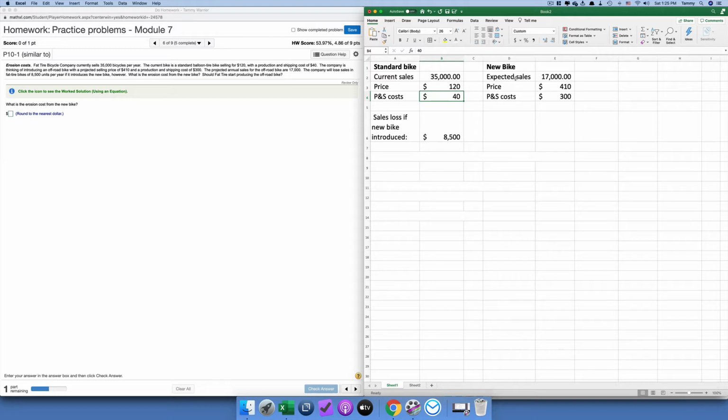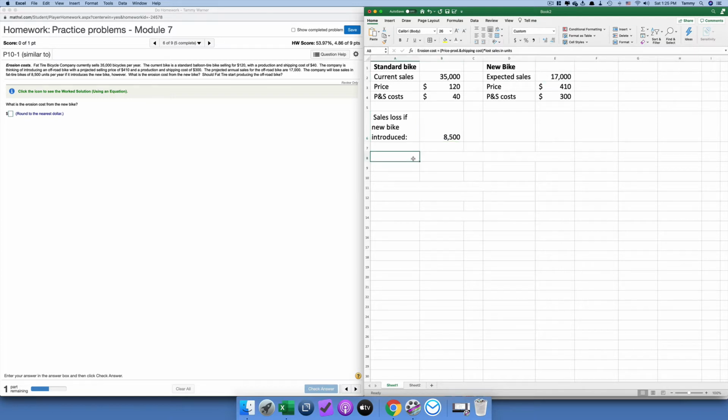And then if they're going to sell this new bike, they've got 17,000 expected sales with a price of $410 and variable costs of $300. And if they introduce the new bike, they're going to lose 8,500 of these 35,000 original units. Get rid of those decimals.